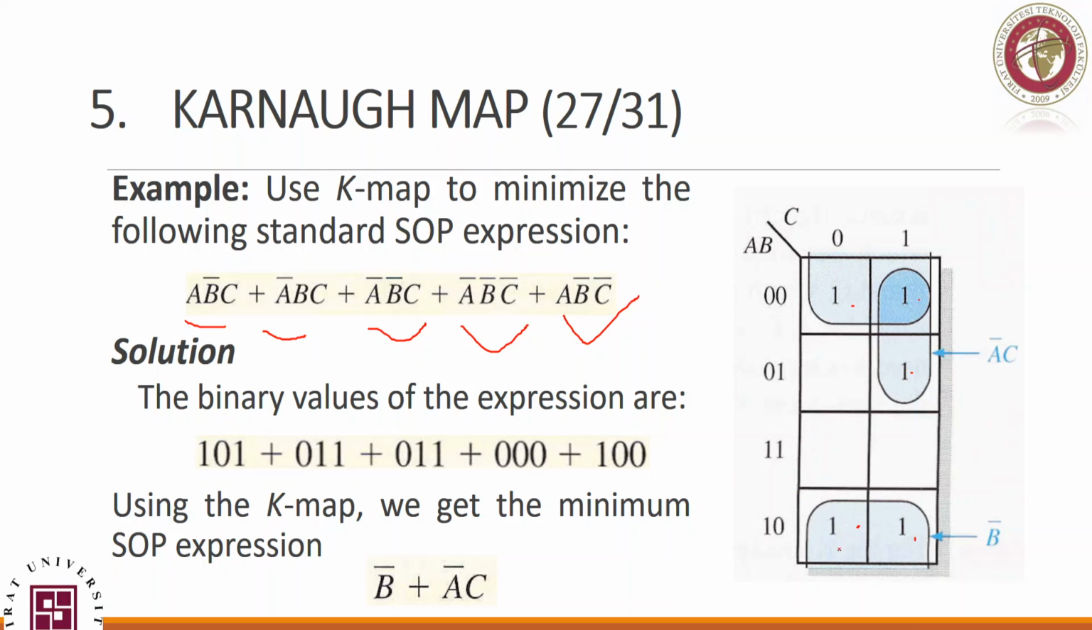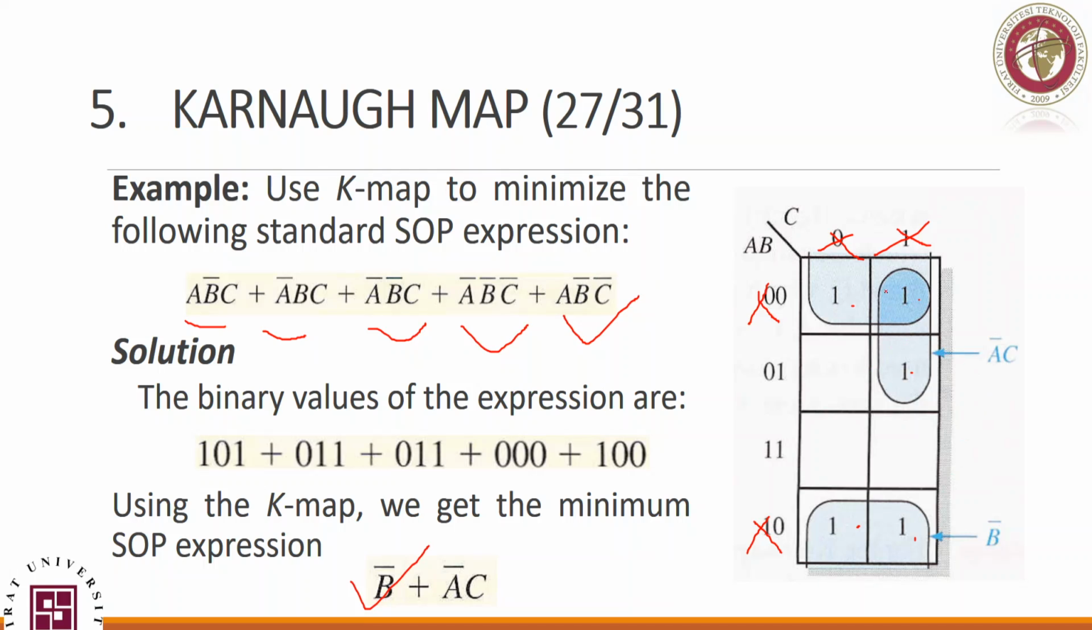What we need to do now, look, 1, 1, they are adjacent, but they are also adjacent with 1, 1 here because we can wrap around. So we have a group of 4 ones. We can wrap all of them here. In order for us to minimize, what will happen now? Look, 0, 0, 1, 0, A will be cancelled. Okay. And C will be cancelled. 0, 1 will be also cancelled. What will be left? Only B bar.